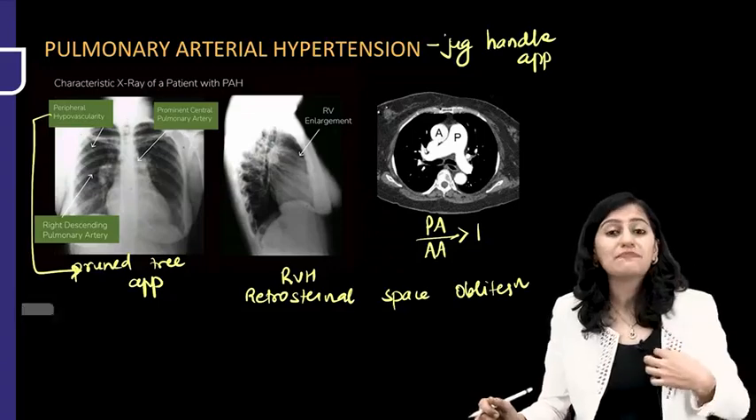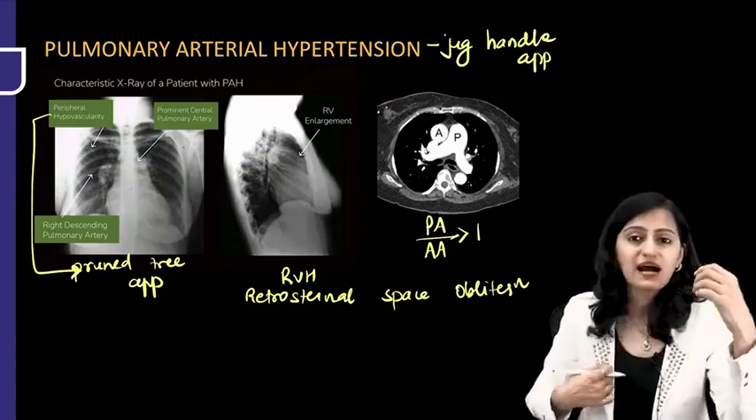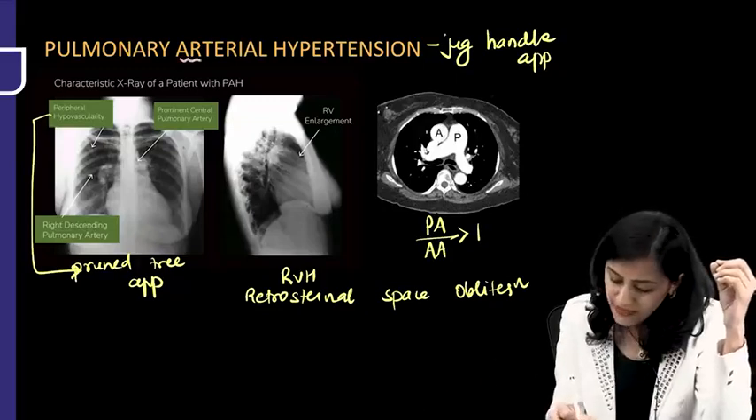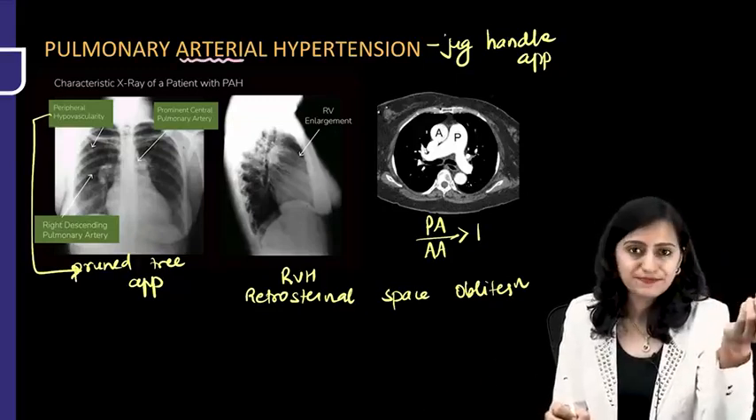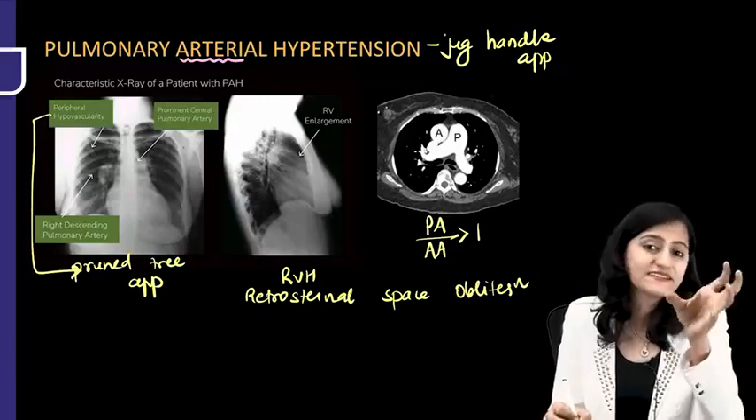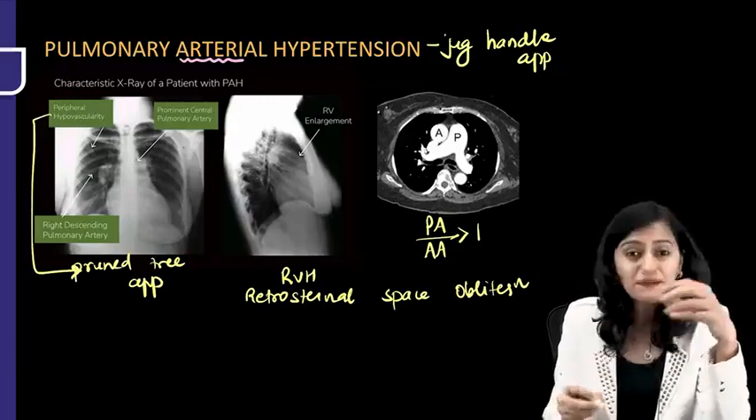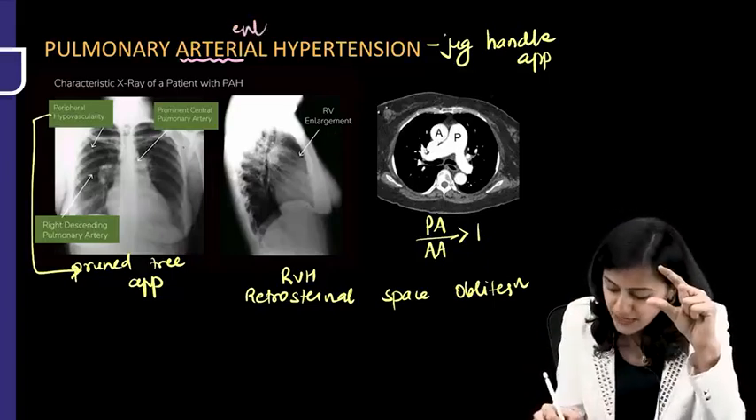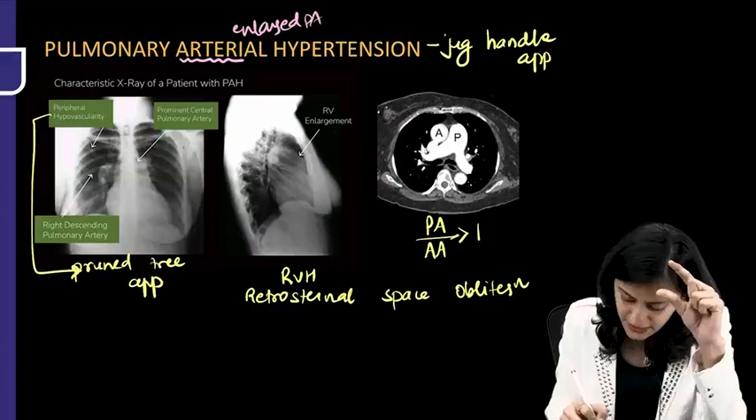Now going to the pulmonary artery. We saw about the heart, the various pathologies. Now talking about the pulmonary artery, the pulmonary arterial hypertension. We said the pulmonary artery is seen at the hilum. So what happens with the hypertension? The pulmonary artery gets enlarged. So there would be an enlarged or dilated pulmonary artery.